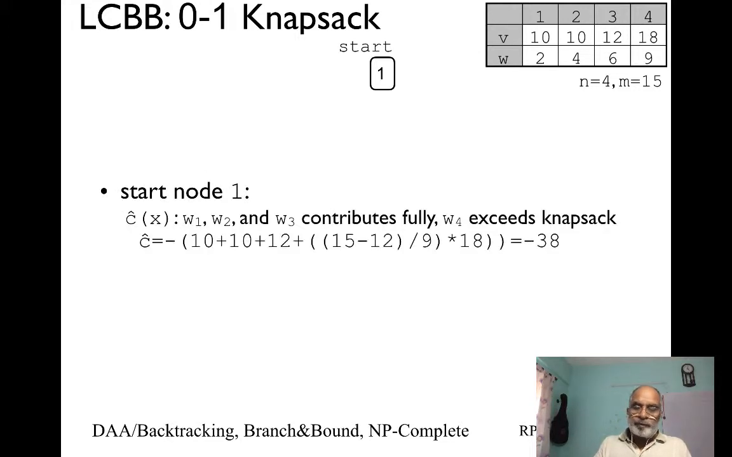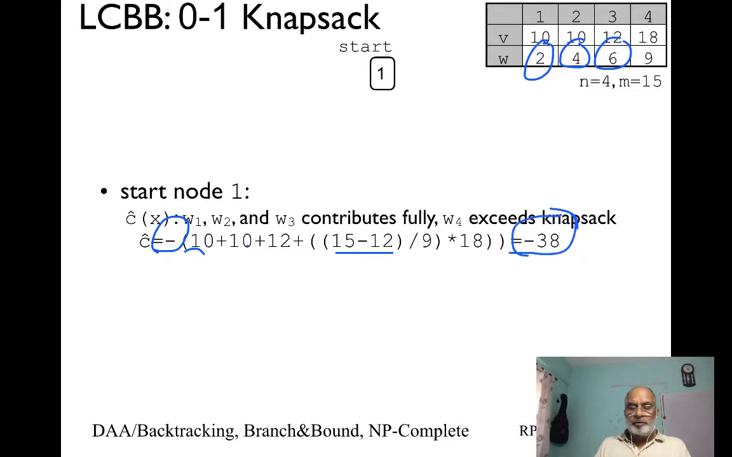the sum of 2 plus 4 plus 6, 12, and 15 minus 12 is what gives me this. So if we look at this, it gives you 10 plus 10 plus 12 is 32, and this gives you basically 6. Since we're looking at the cost, we're looking at the minus value. So my cost for the root node is minus 38.